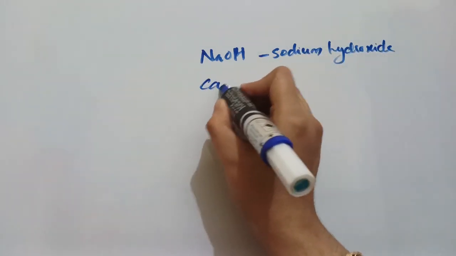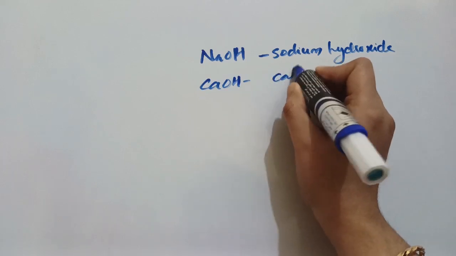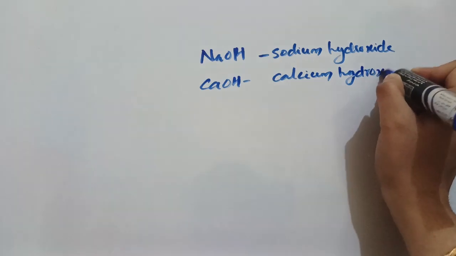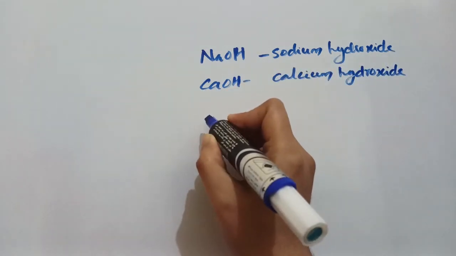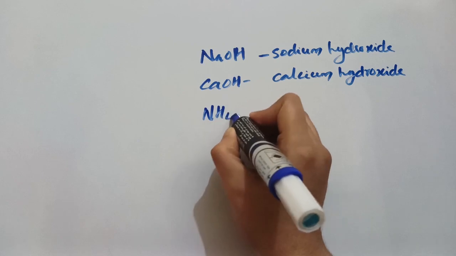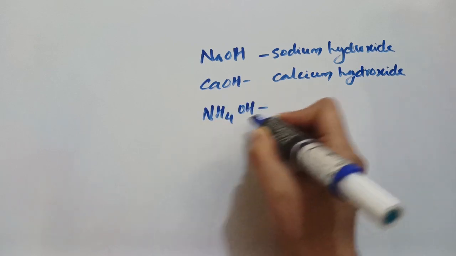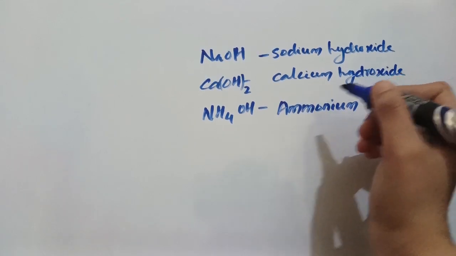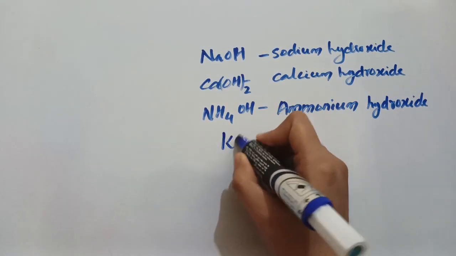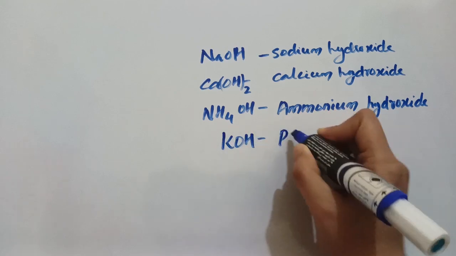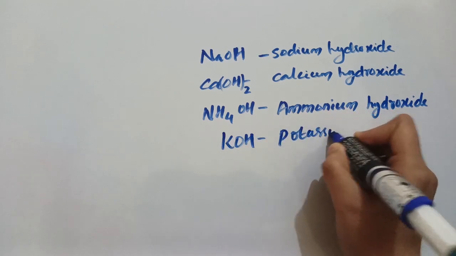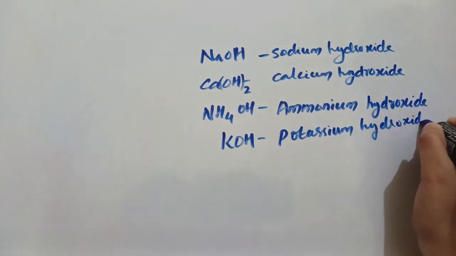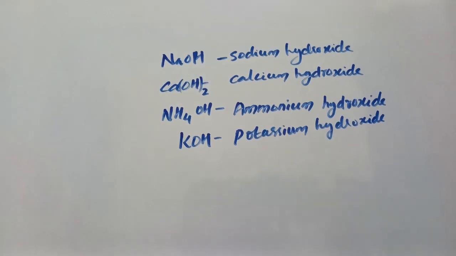Then CaOH, this is calcium hydroxide. Then NH4OH, this is ammonium hydroxide. Next, KOH is potassium hydroxide. These are the examples for alkalis.